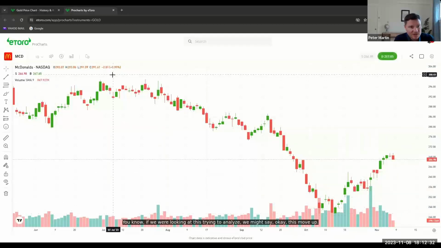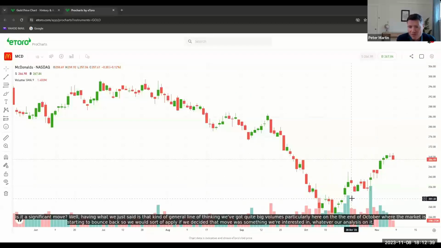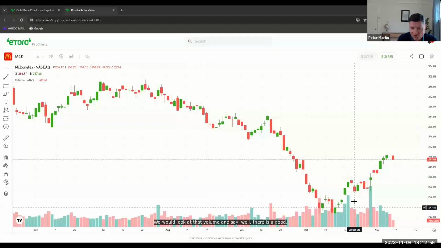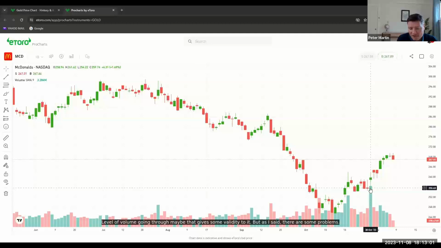You know, if we were looking at this, trying to analyze, we might say, okay, this move up, is it a significant move? Well, having what we just said is that kind of general line of thinking. We've got quite big volumes, particularly here on the end of October, where the market is starting to bounce back. So if we decided that move was something we're interested in, whatever our analysis on it, we would look at that volume and say, well, there is a good level of volume going through. Maybe that gives some validity to it. But as I said, there are some problems with volume.